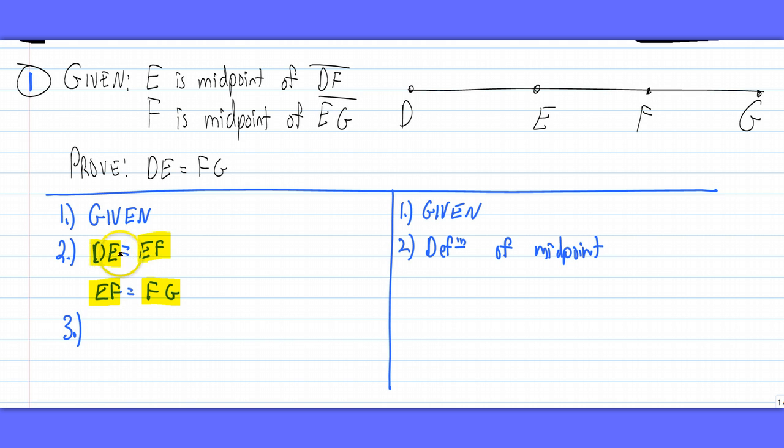So if I look at this, DE equals EF, which is also equal to FG, I can then conclude by saying DE is equal to FG, and that is a great example of using the transitive property. I was trying to prove that DE equals FG. I have that now, so my proof is over.